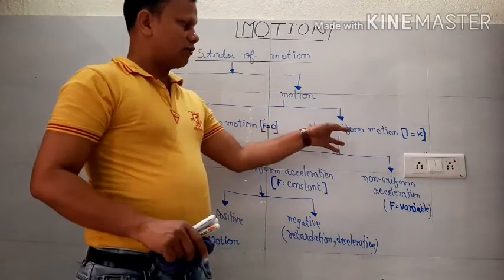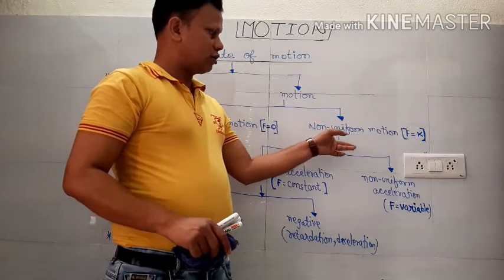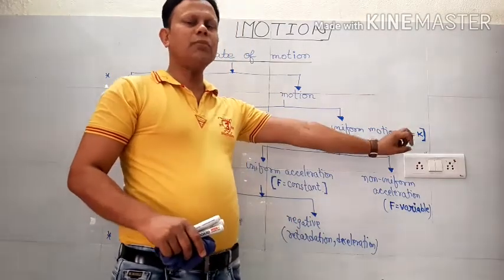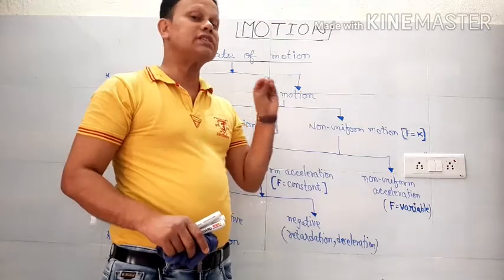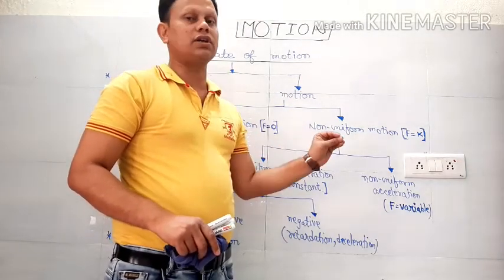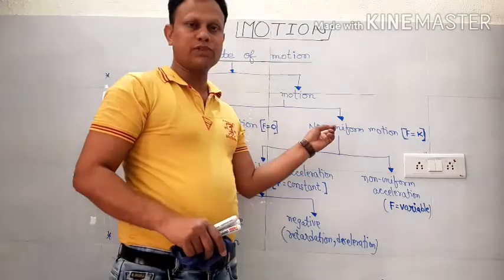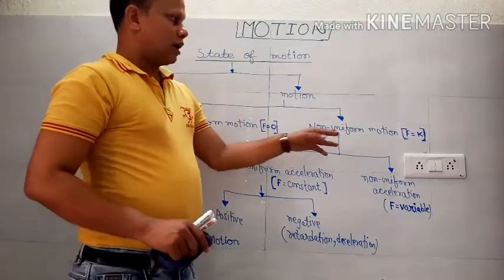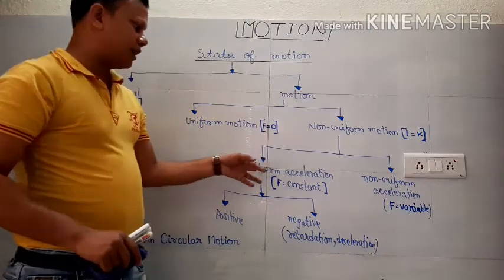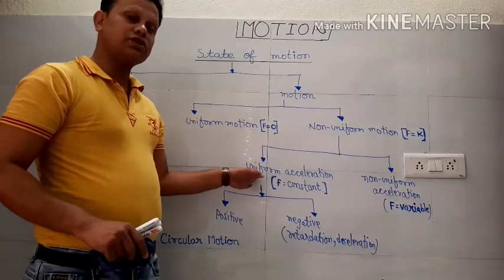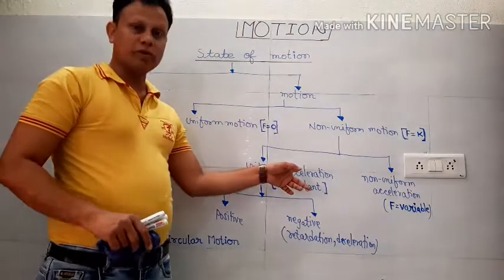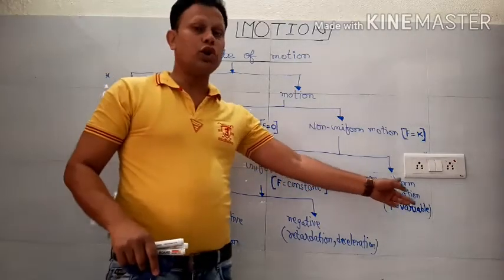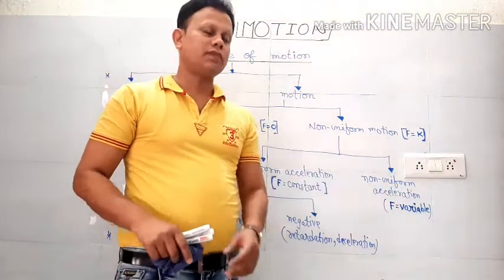Now coming to this category, non-uniform motion, I have written F is equal to K. K means some value of force is needed. It is essential. Otherwise, you cannot observe any object in the non-uniform motion. Now, non-uniform motion is further divided into uniform acceleration. The acceleration topic will be dealt with in the next video. And then again there is non-uniform acceleration.